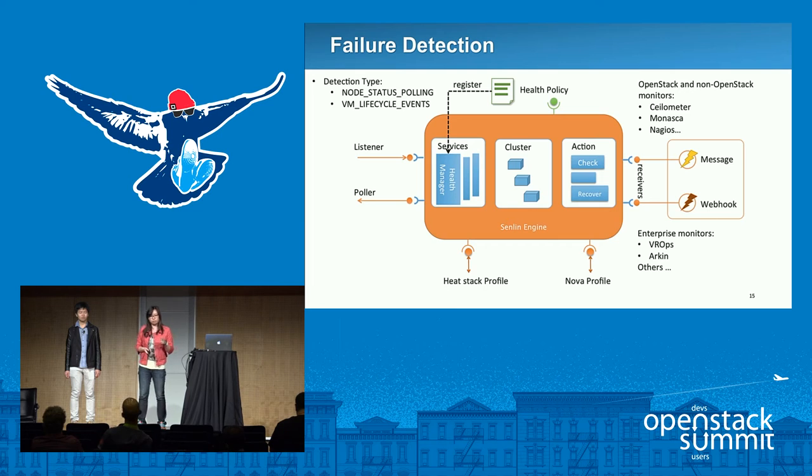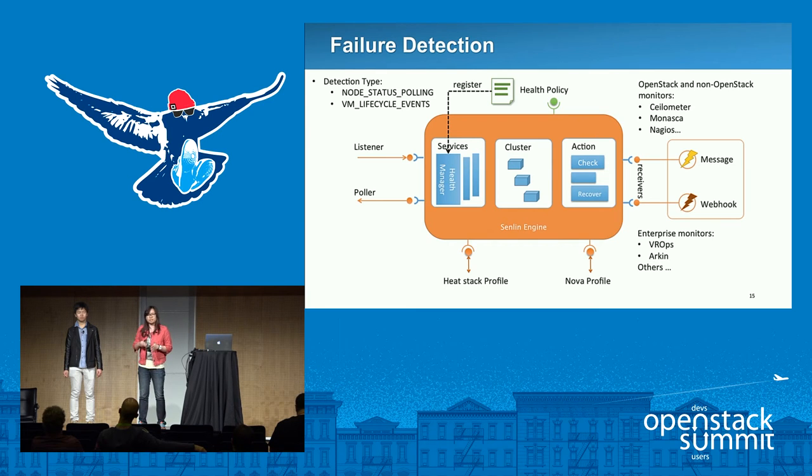The first one is we provide a health manager, and it cooperates with the health policy. That means once you attach a health policy to the cluster, underneath, the policy will register the cluster to the health manager. And the health manager will start the detection based on the detection type defined in your health policy. Now two types are supported. One is node status polling. The other is VM lifecycle events. That's both, by polling or listening to the events of NOVA, to understand the status of nodes and clusters.